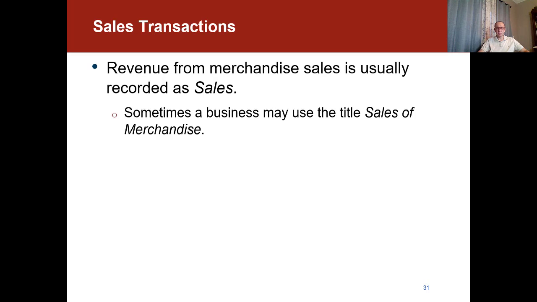And sales, as I said, is related to revenue, so it has a credit nature. So whenever we want to record sales, we usually record it on the credit side. Sometimes a business may use the title sales of merchandise. However, it's less common, but the most common accounts that we see in businesses is either sales or sales revenue.